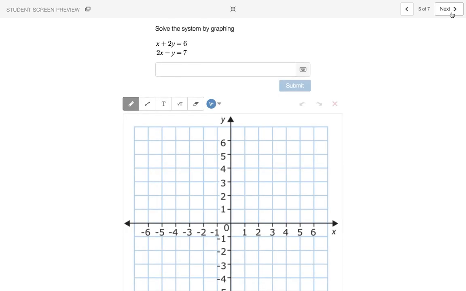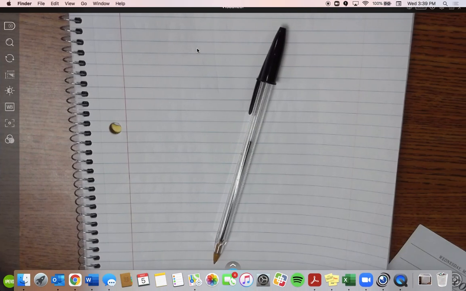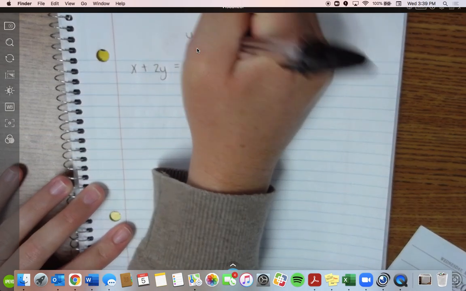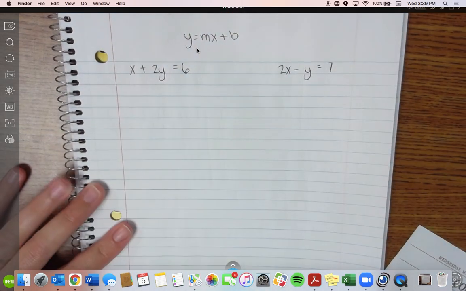Sometimes you will be not so lucky, like on page 5. These are not written in slope-intercept form yet, but you can change them into slope-intercept form. You want them to look like y = mx + b. So basically we're trying to get y by itself.